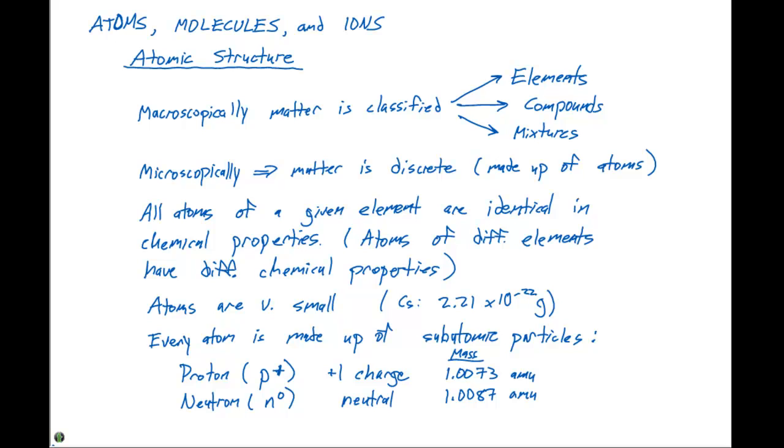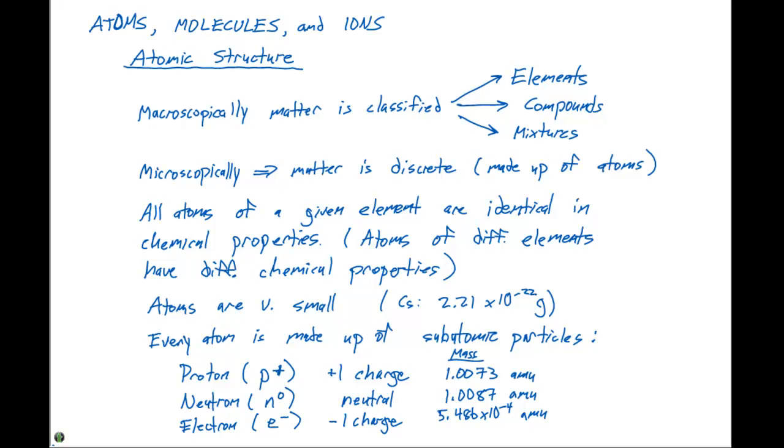And the third subatomic particle is the electron. We will abbreviate the electron as a lowercase e with a negative subscript. It has a -1 charge. Its mass in atomic mass units is 5.486 times 10 to the minus 4 AMU.